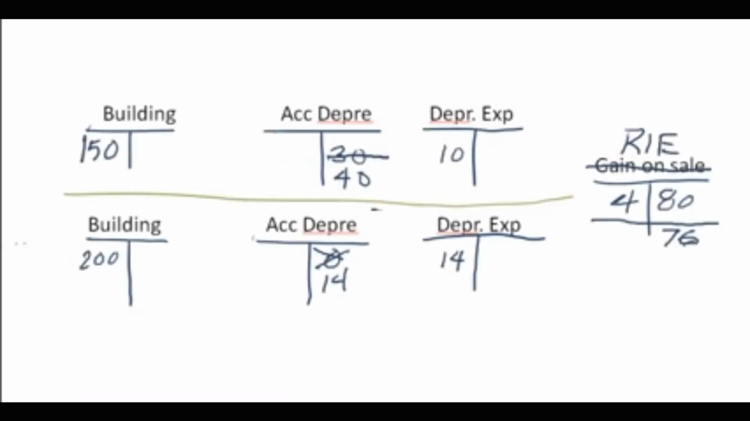So back to my T accounts. Let's say another year goes by. How would these change? The building accounts don't change. What would change is accumulated depreciation. Instead of 40, the parent would have 50. Again, the top ones are if the parent had never sold the building. Accumulated depreciation would have grown to 50. But they did sell the building.